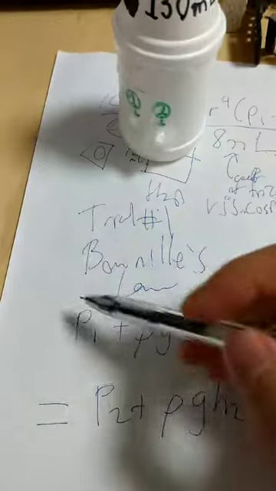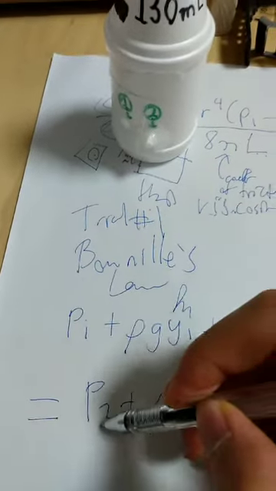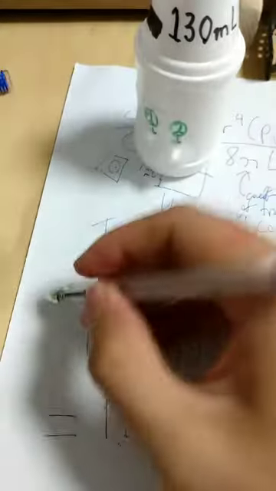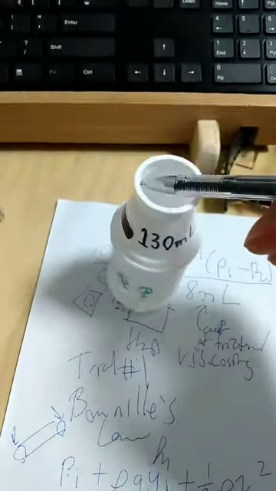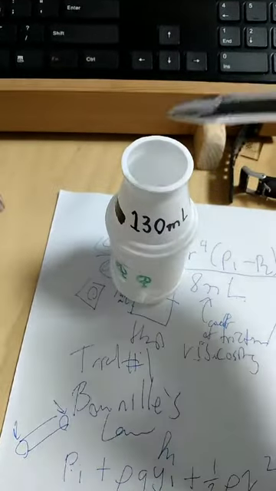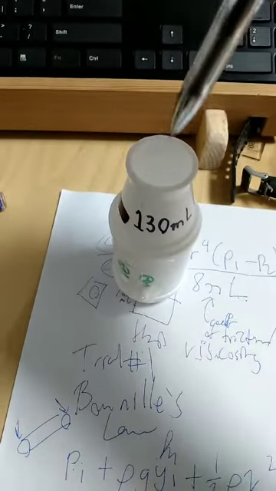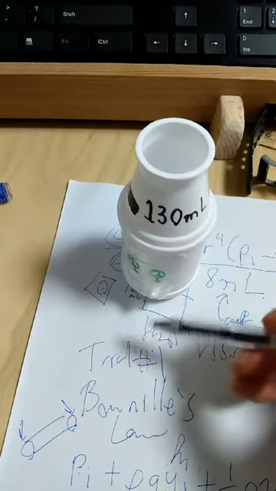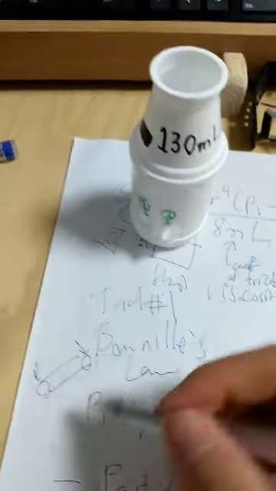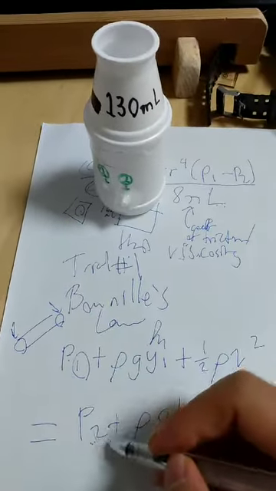So let's look at P1, P2. These are two points in the container that we're talking about. Point 1, point 2. Entrance and then exit. So entrance will be P1 and exit will be P2.